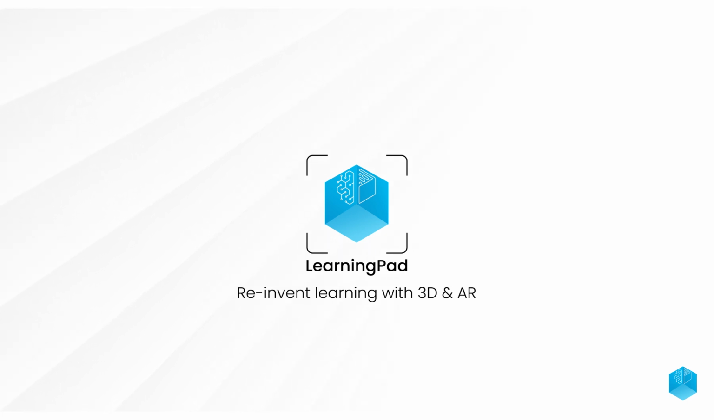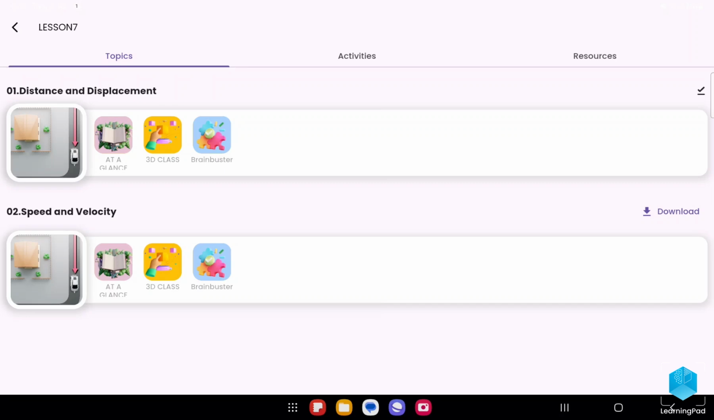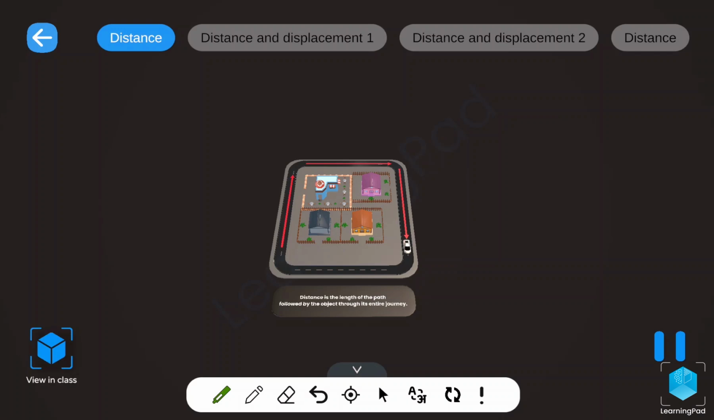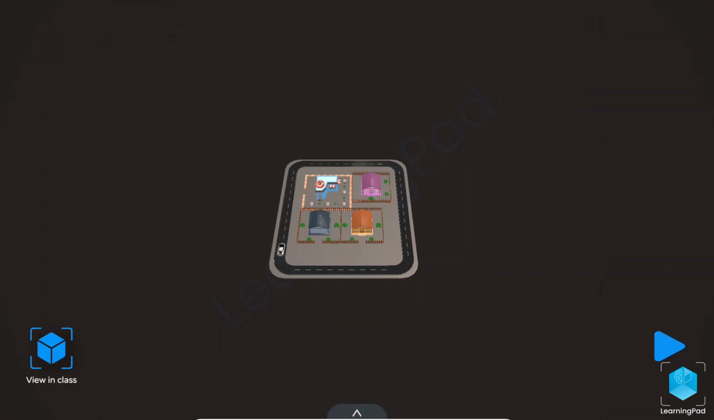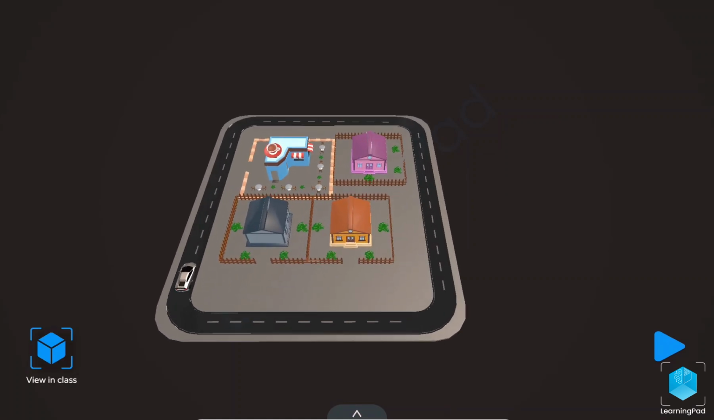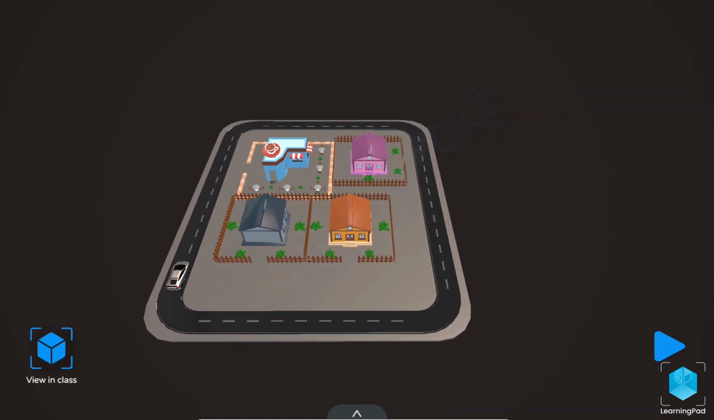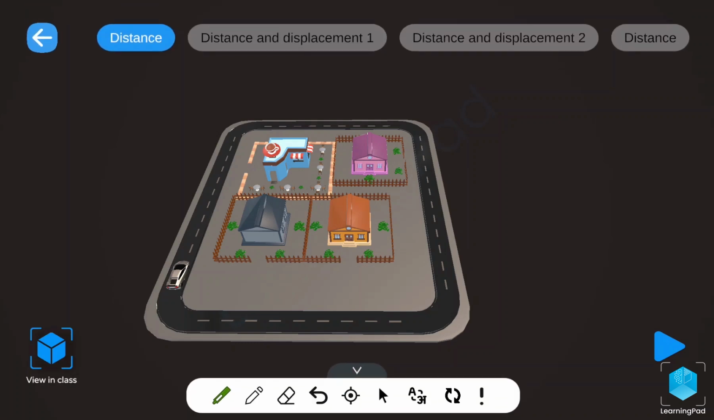Now let us first discuss distance. As you can see in our 3D model, we have a pathway and a car which is going to move. Note down the initial position, which was on the left side, and the car has stopped on the right side.